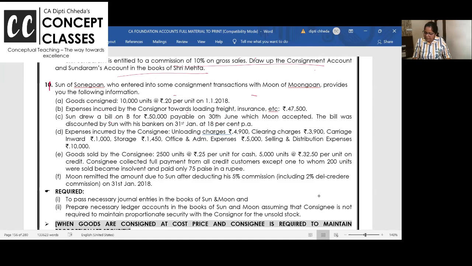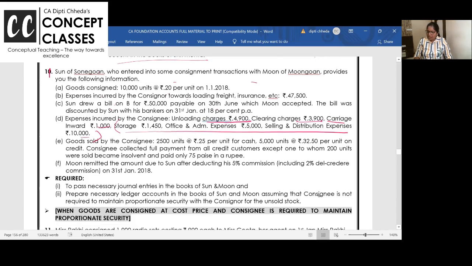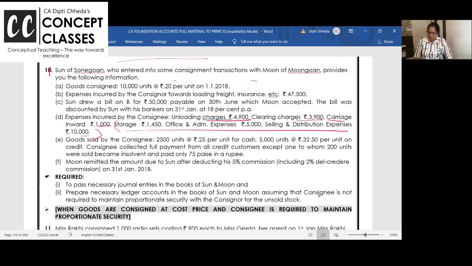Superb. Expenses incurred by consignee are unloading charges, clearing charges, carriage inward, bus. These are non-recurring till the goods reach your godown. Storage, office, selling, these are all recurring. Of course, all expenses I will reimburse. Whatever expenses are incurred by consignee, I'll reimburse. But then I will not take this in the closing stock.